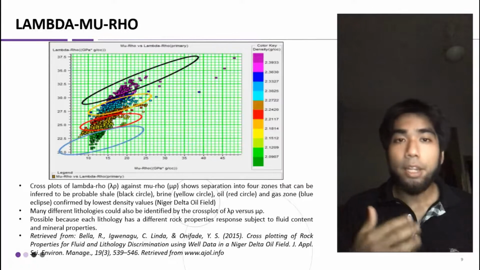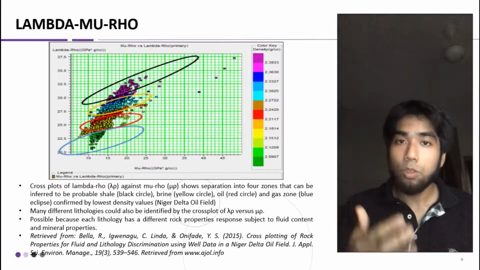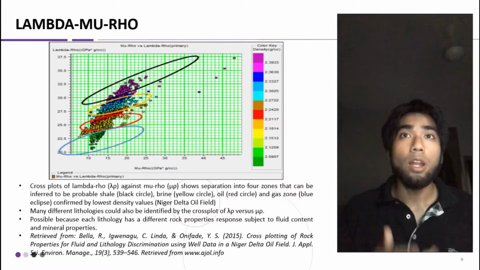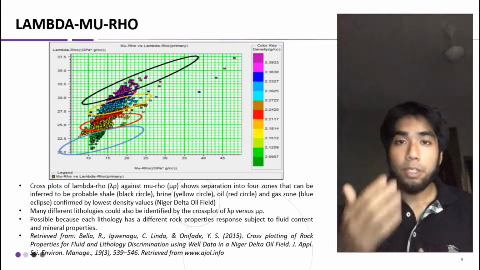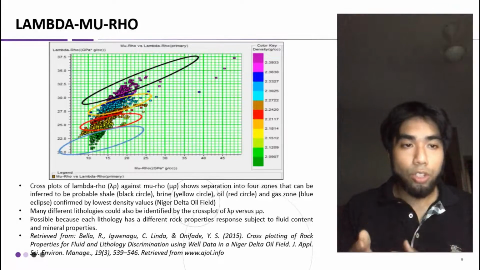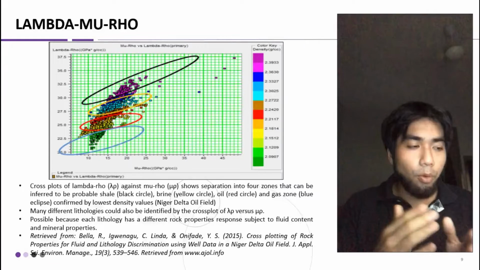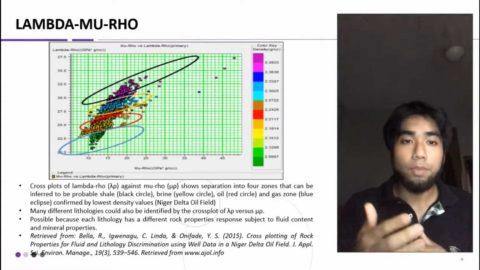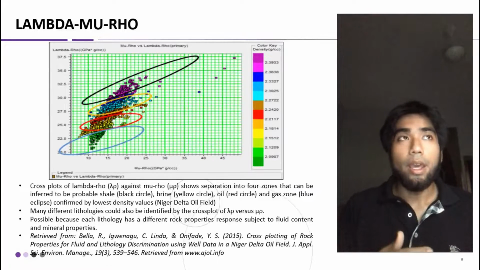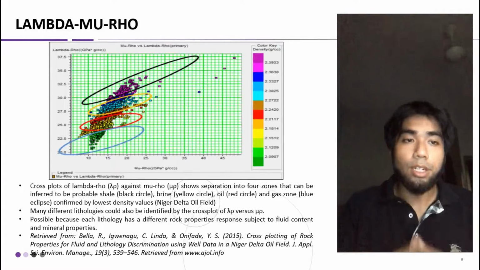Many different lithologies could also be identified by the cross plot of lambda rho versus mu rho. This is possible because each lithology has different rock properties. This responds to fluid content and maybe even mineral properties.